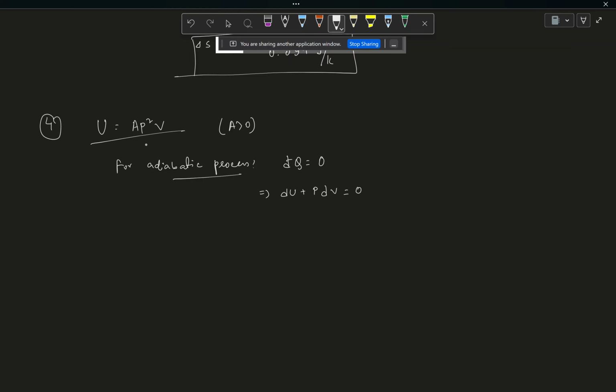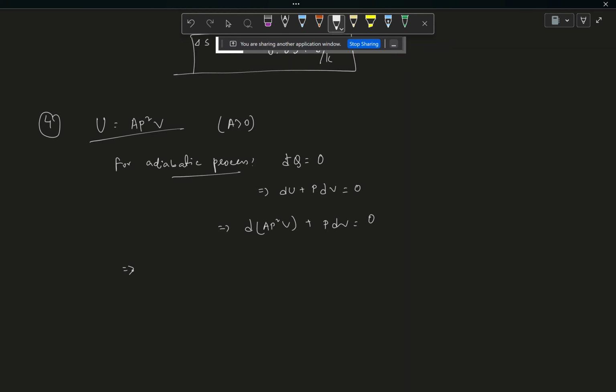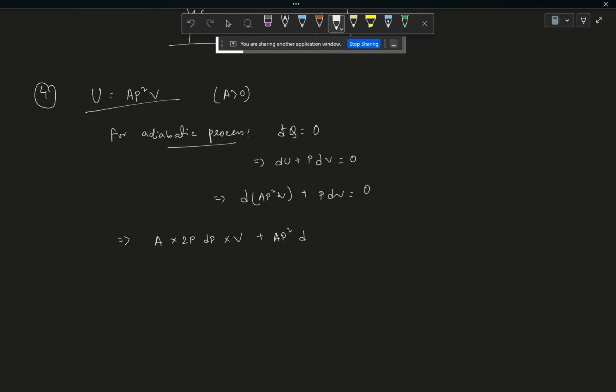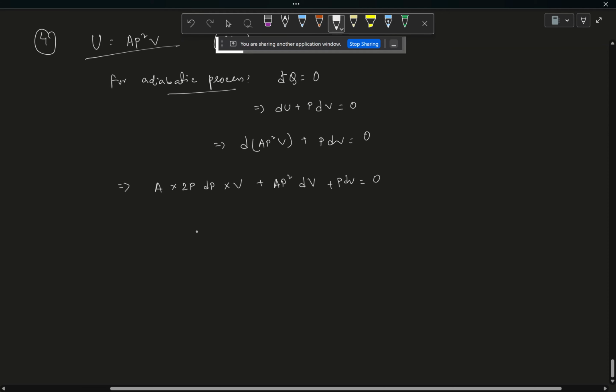Now in the question, U is given. So du you can get: d of A P squared V plus p dv equal to 0. Now this is because A is a constant. So first you can take the derivative on p and keep V constant. This is a partial derivative, which you already know. So this gives you A times 2p dp into V plus, now keep A and p squared, A is already constant, take p squared to be constant and only the derivative on V is dv. So this is plus p dv equal to 0.